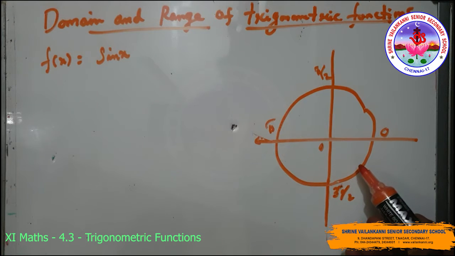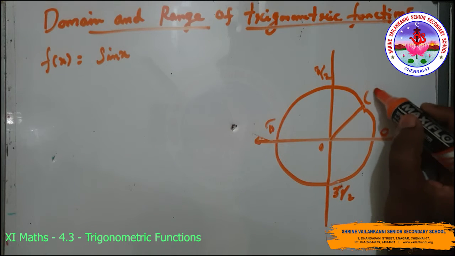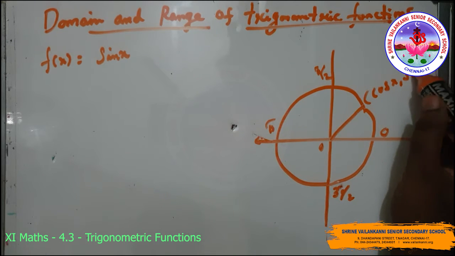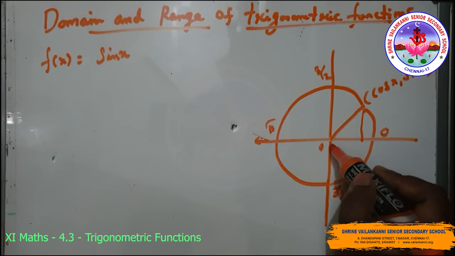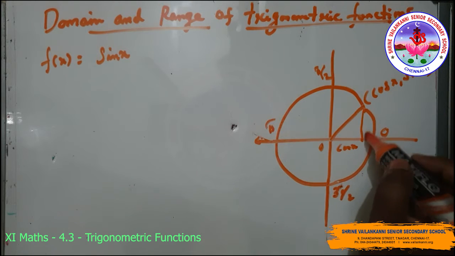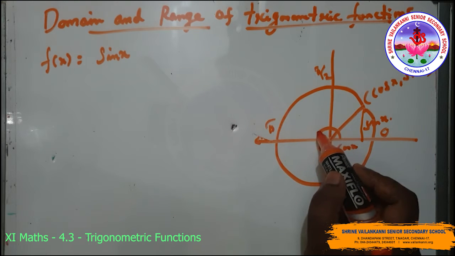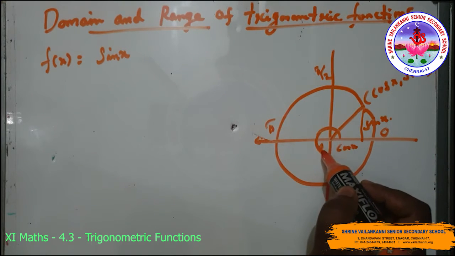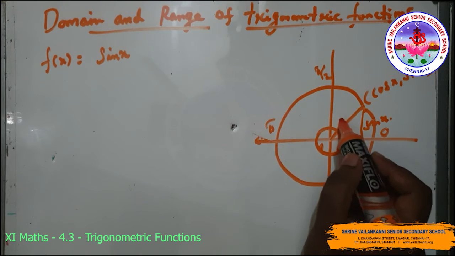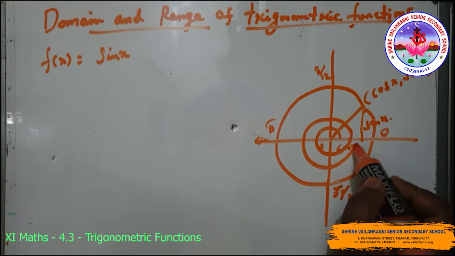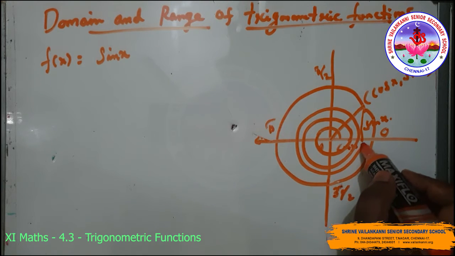So let's take a unit circle with center O. Let P be any point with coordinates cos x, sin x. Along the x axis is cos x, and along the y axis is sin x. If it turns around in the anti-clockwise direction, it starts from 0 and goes till here, which is 2 pi. When it turns another revolution, again it's 2 pi. If it turns another revolution, like this it goes on.